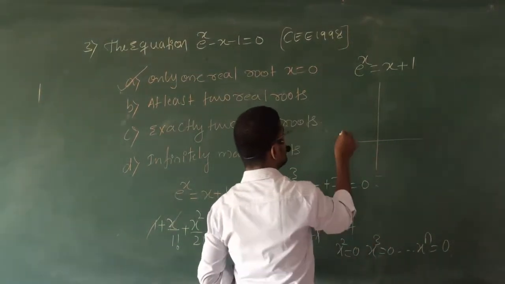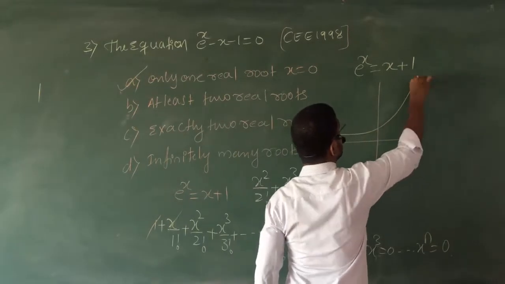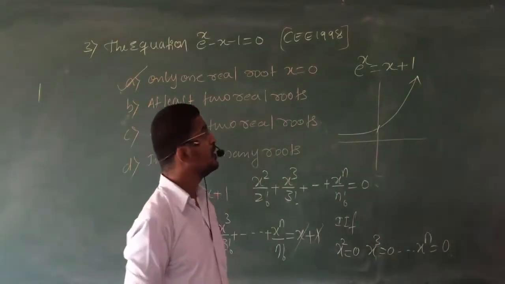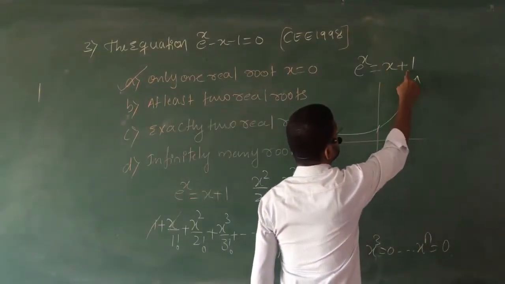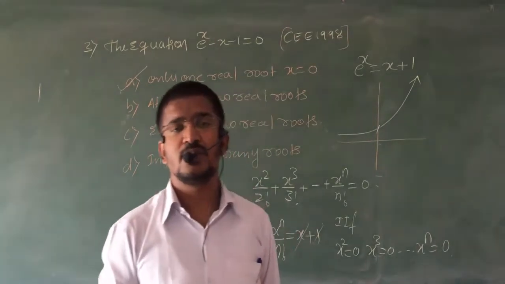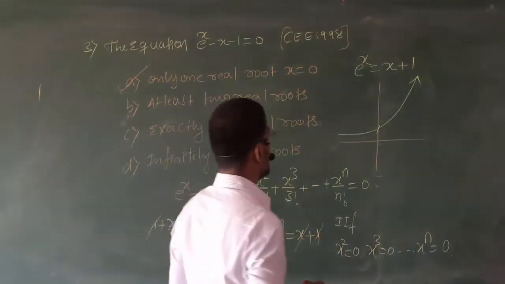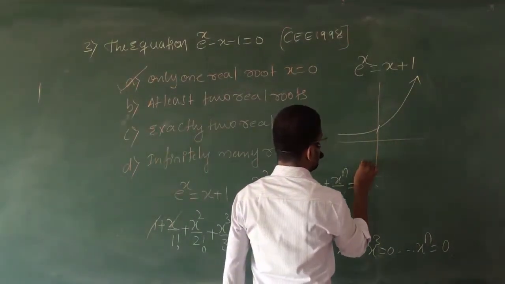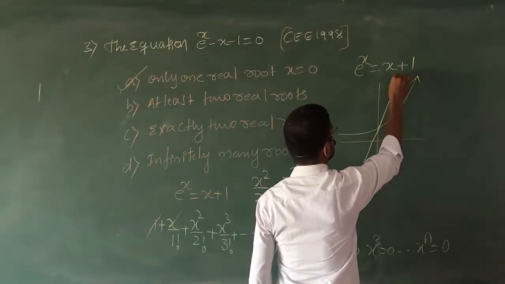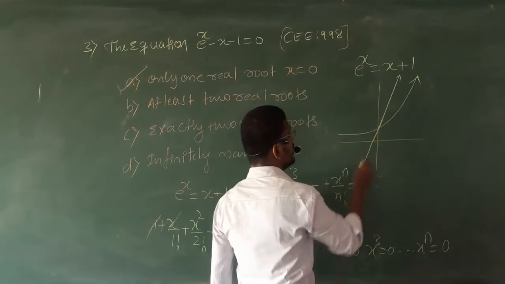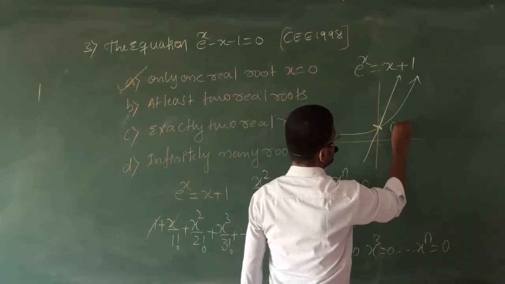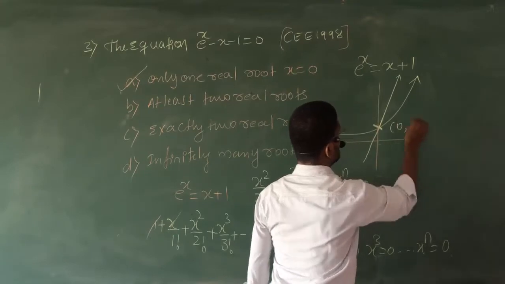So, what is the graph of e raised to x? This is the graph of e raised to x, and this will be 0, 1. Now see this, x plus 1. This is in the form of y equal to mx plus c. So, what is the graph of y equal to mx plus c? So, y equal to mx plus c will be like this. Clear? So, they intersect at only one point, that is 0, 1.